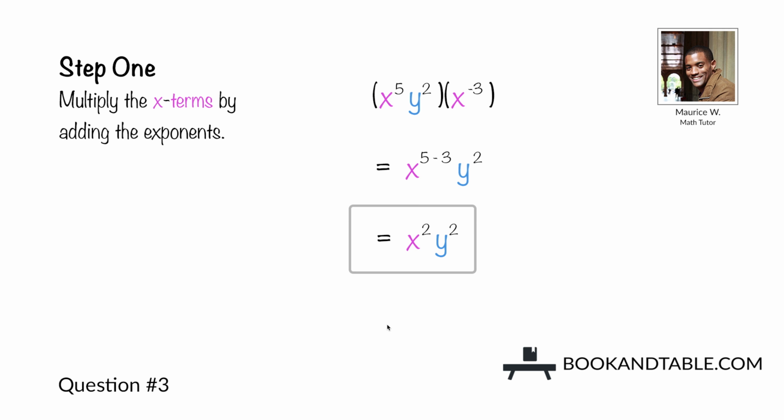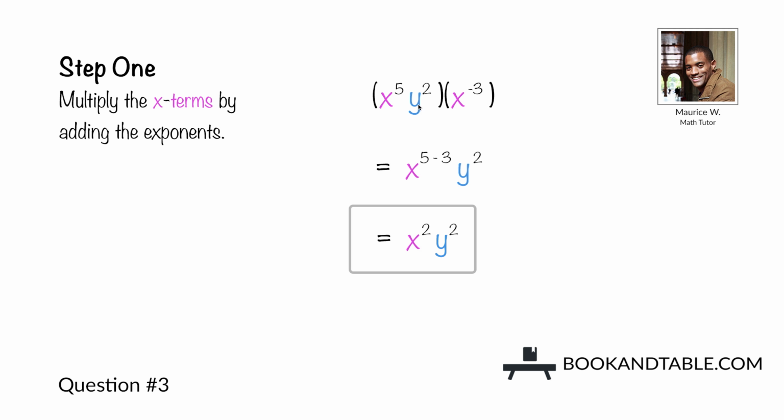Step 1. Multiply the x terms by adding the exponents. So we're multiplying these two terms, but you only want to multiply the variables that are the same. So you multiply x to the 5th times x to the negative 3. When you multiply like bases, you add their respective exponents. So 5 plus negative 3 is equal to 5 minus 3, which is equal to 2.